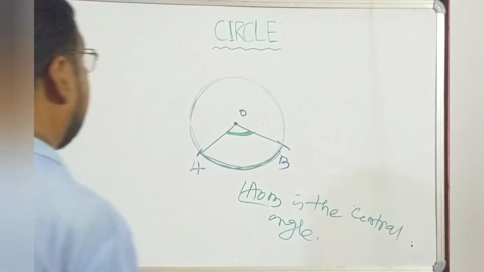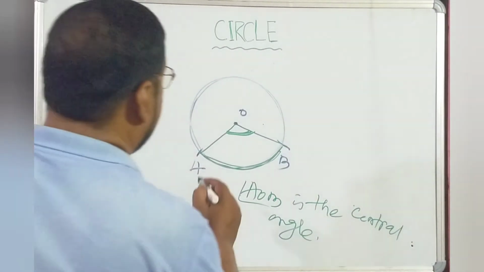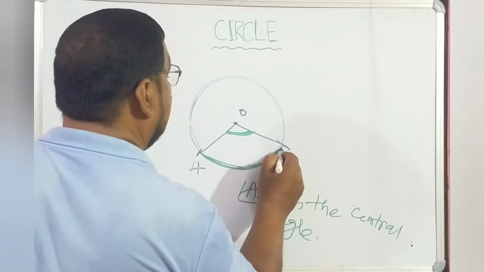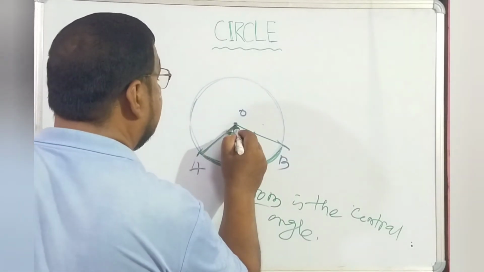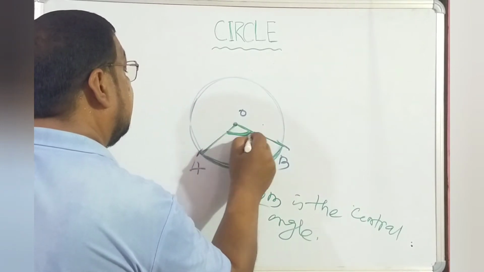Angle subtended by an arc at the center. This is an arc and the angle subtended by it is this at the center. This is called the central angle.